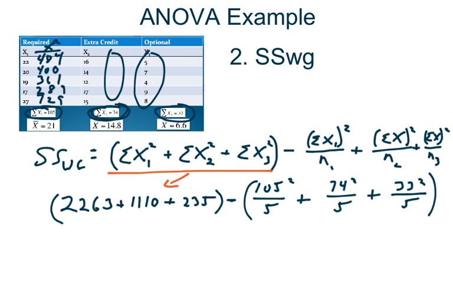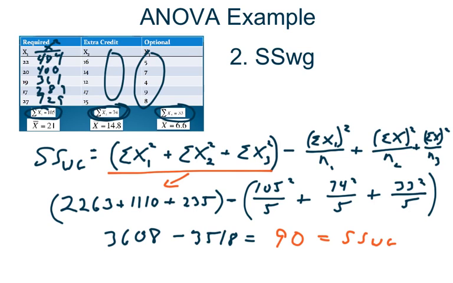And that in turn comes out to be 3608 minus 3518 over 90. That is our sum of squares within groups. That is the pooled variance, or sum of squares, the top part of the variability formula. The pooled sum of squares within each group. We're just taking those 3 groups and adding together, merging the variance within them. Alright, so that's part 2, sum of squares within groups.